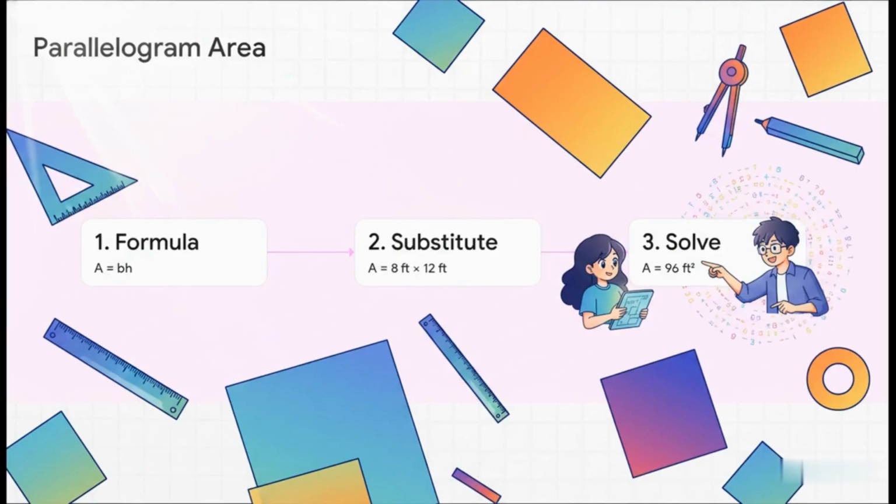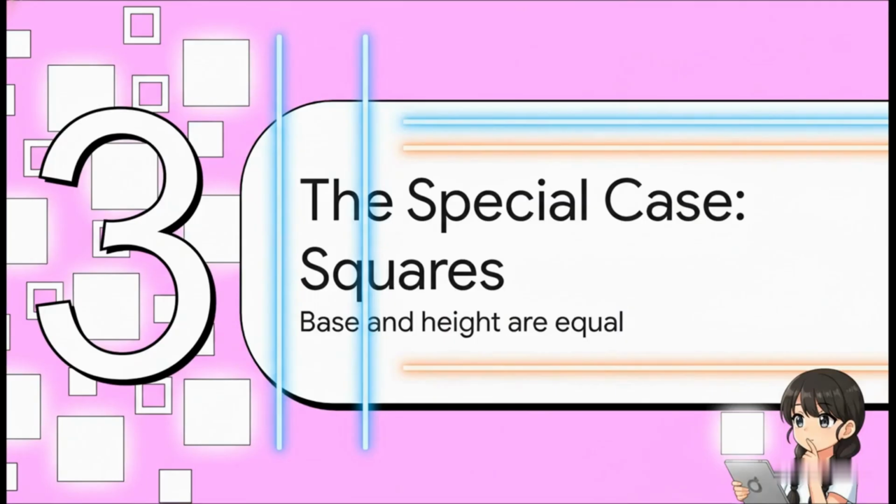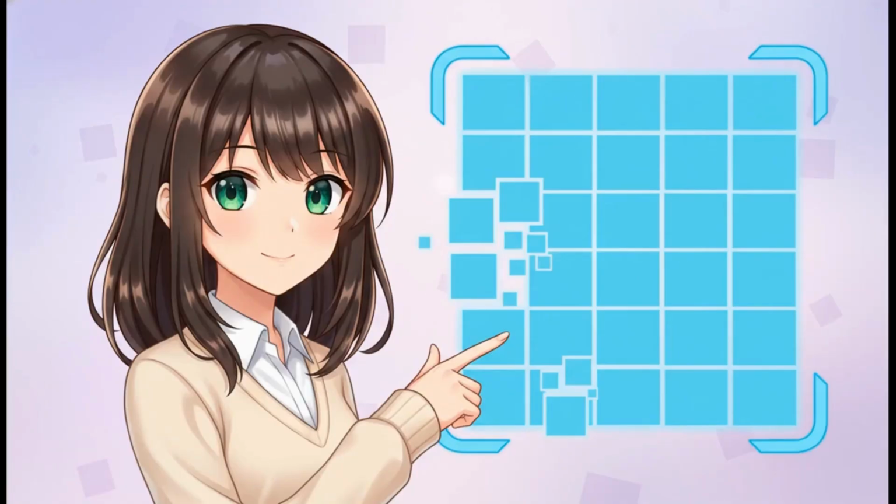It's really that simple. So we know how to handle rectangles, but what happens when that rectangle's base and height are exactly the same? Well, then we get a very special case, the square. With a square, we don't even need to talk about base and height. Since every side is identical, we just call the length S for side. That means the area is side times side, or to put it more elegantly, side squared.